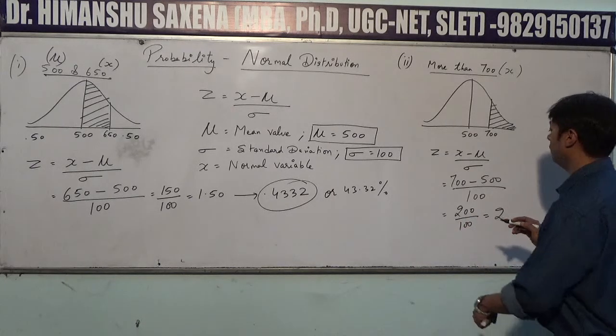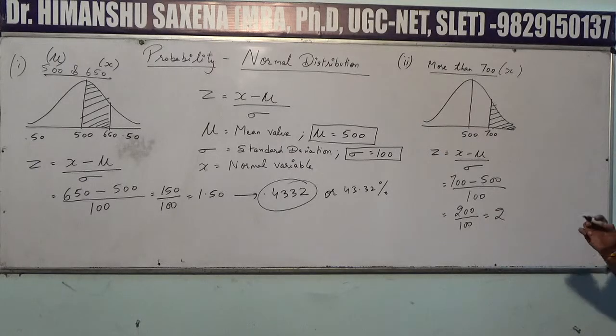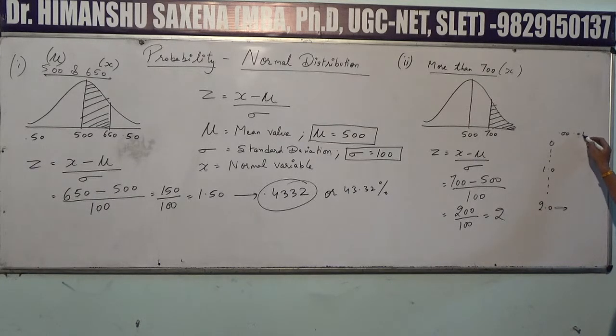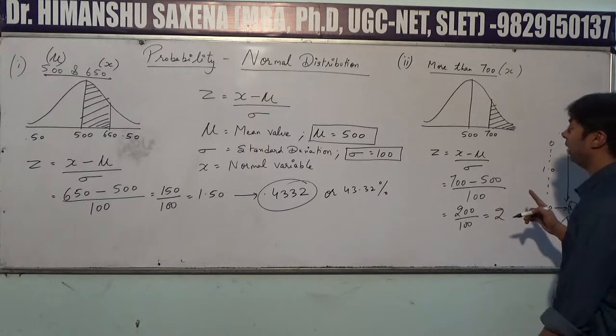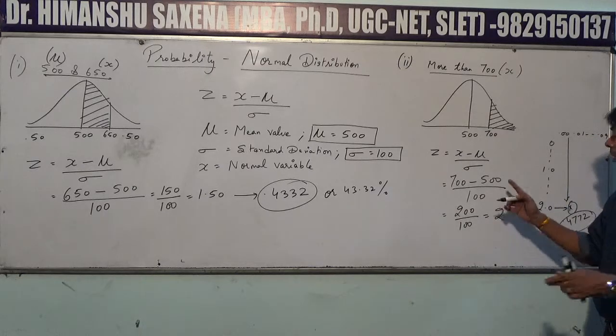Now take out your tables and please see what are the values that you are getting. In your tables, you look in front of 2, and since nothing is specified after 2, you will have to look again just below the 0 column. What is the value? 0.4772. Now please pay attention because this is very crucial.